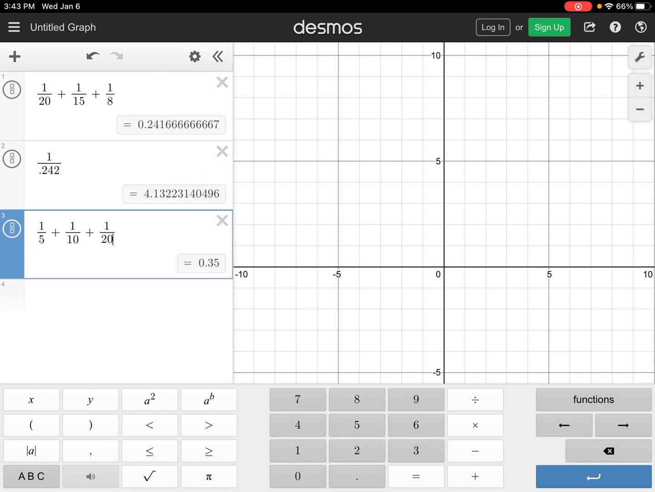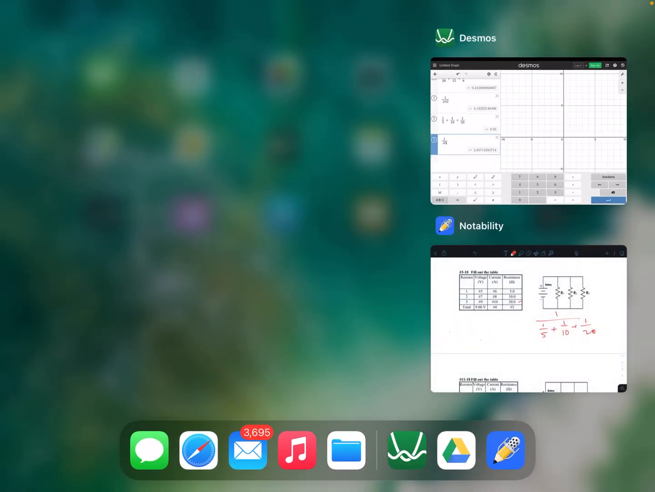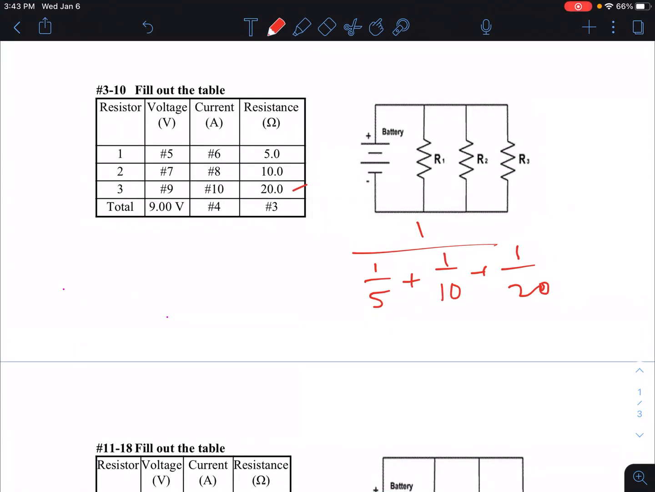That gives us our answer of 0.35, but remember, we're going to divide 1 by that answer. 1 divided by 0.35 gives us 2.857. 2.857 will be our total resistance.